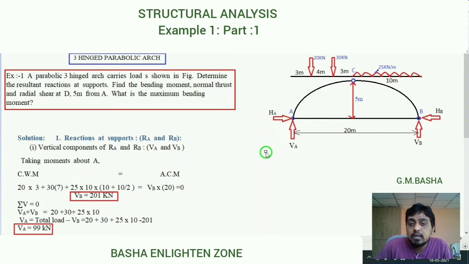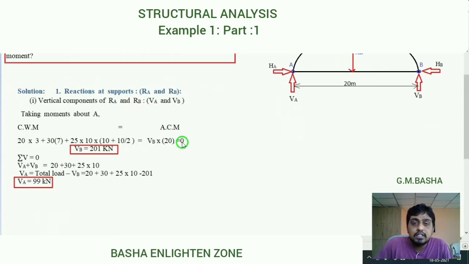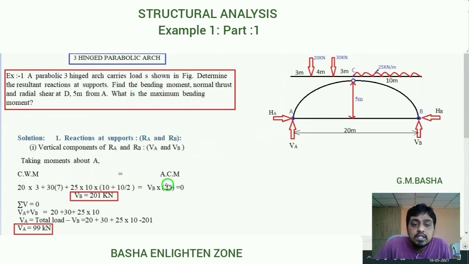So the sum of the moments, sigma MA, will be equal to 0. Please remember sigma MA equals 0. Then see here, I am taking clockwise moments on one side and anti-clockwise moments on the other side, where CWM refers to clockwise moments and ACM refers to anti-clockwise moments. If you write it like this, you don't get any negatives. Directly after the equal symbol you write with a positive sign. So I will show here the clockwise moments about A.